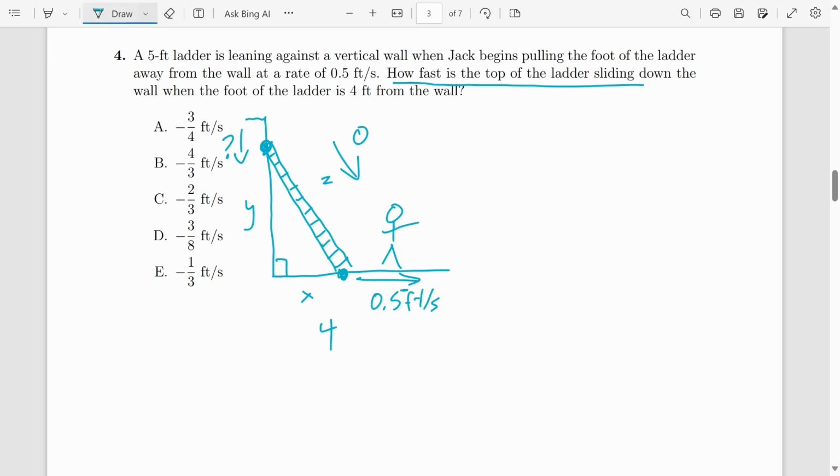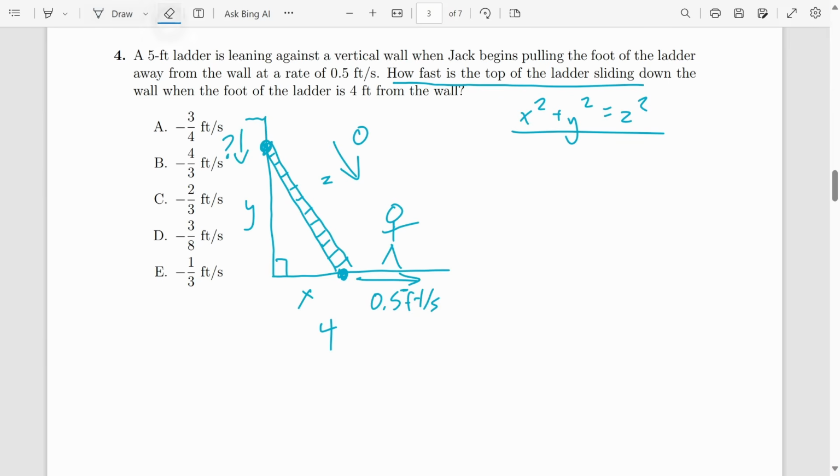And to find that, we can use our good old friend, the Pythagorean theorem, which again is x squared plus y squared equals z squared. This relates all of the lengths of this triangle together, x, y, and z. But we need to find the relation among all of the rates. We are given a lot of these rates. We're given the rate at which the base of the ladder is moving, and we can also figure out the rate at which the ladder itself is moving, and we're trying to figure out the rate at which the top of the ladder is moving.